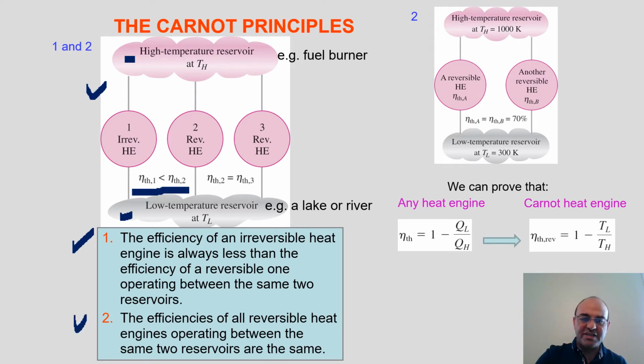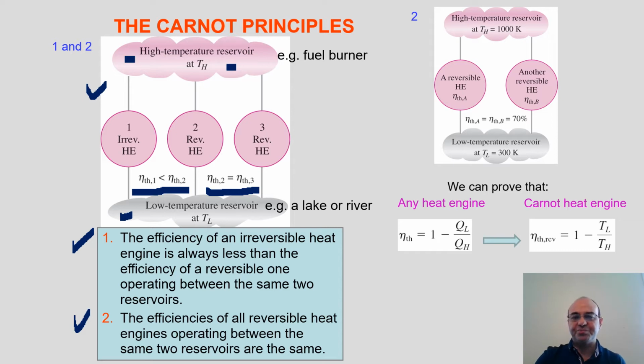Principle 2 states that the efficiencies of all reversible heat engines operating between the same 2 reservoirs are the same. So if heat engine 2 and heat engine 3 are both reversible, even if one of them is smaller and one is larger, both are interacting with the same source and the same sink. If both are reversible, then their efficiency must be equal. So eta thermal 2 is equal to eta thermal 3.